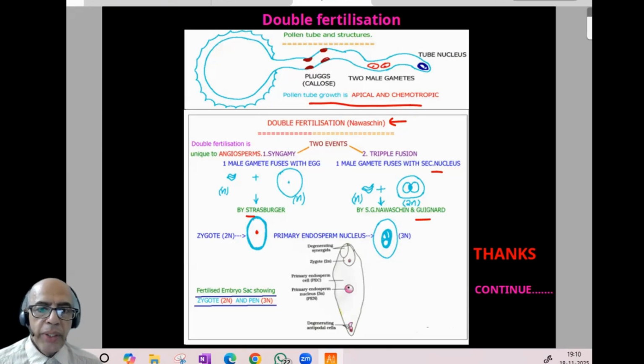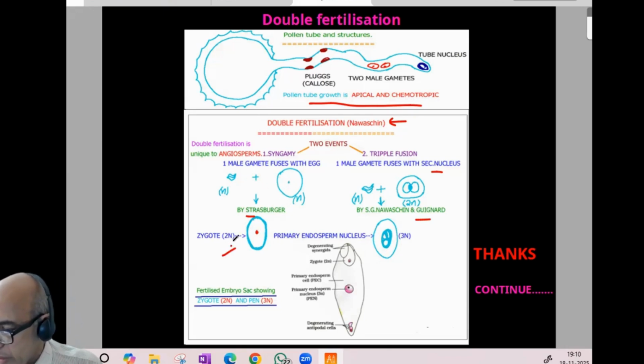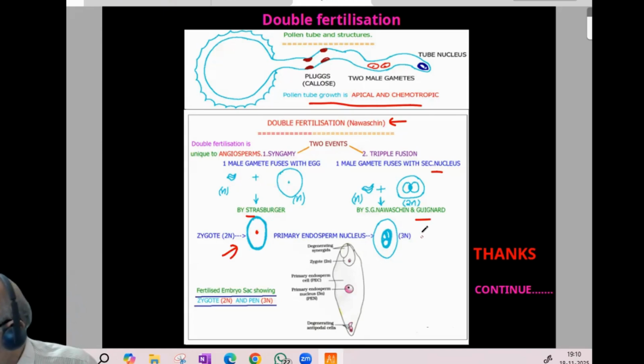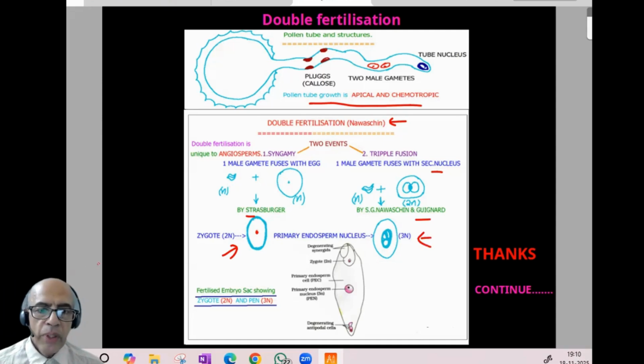Now, what is the product? From the first fusion, we'll be getting the zygote. From the second fusion, involving 3 nuclei, we'll be getting the primary endosperm nucleus, which is triploid. This diagram is purely NCERT: a fertilized embryo sac showing the zygote and primary endosperm nucleus. Everything is clear there, and that is regarding this episode. Only 3 items we discussed, as it is a quick reference: minimum time, maximum efficiency. One is in vitro pollen germination, another is artificial hybridization, and the third is double fertilization.